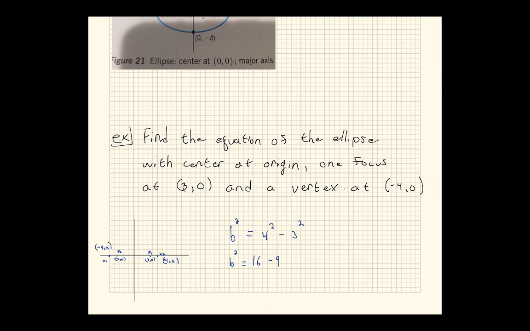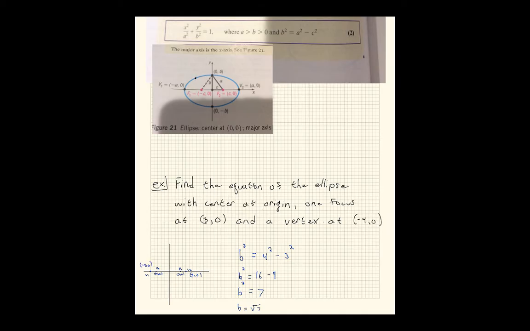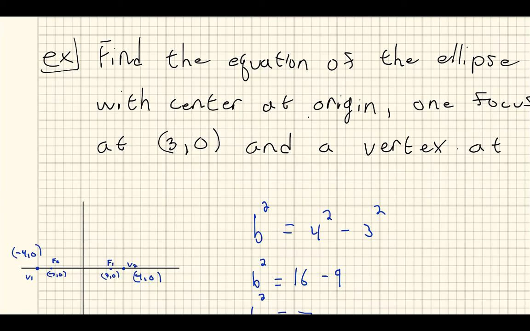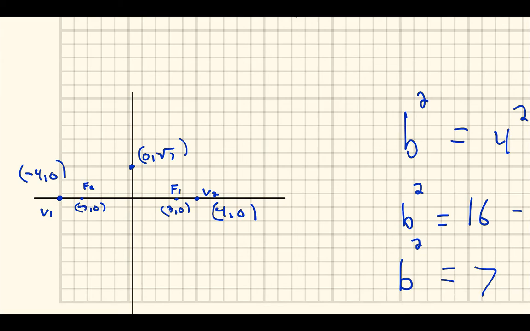So b squared is 7, which gives b to be the square root of 7. Basically what we're saying then is the square root of 7 is between 2 and 3, I know. So this other vertex point here should be 0, root 7, and my other one should be 0, negative root 7.